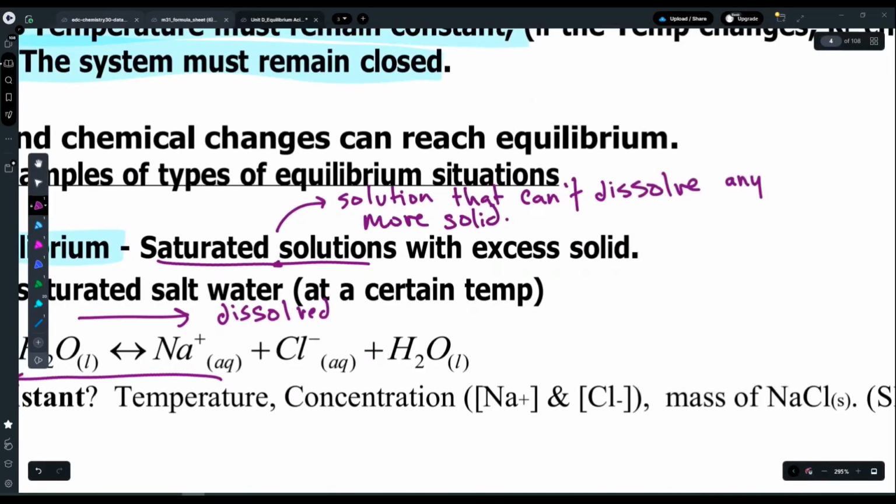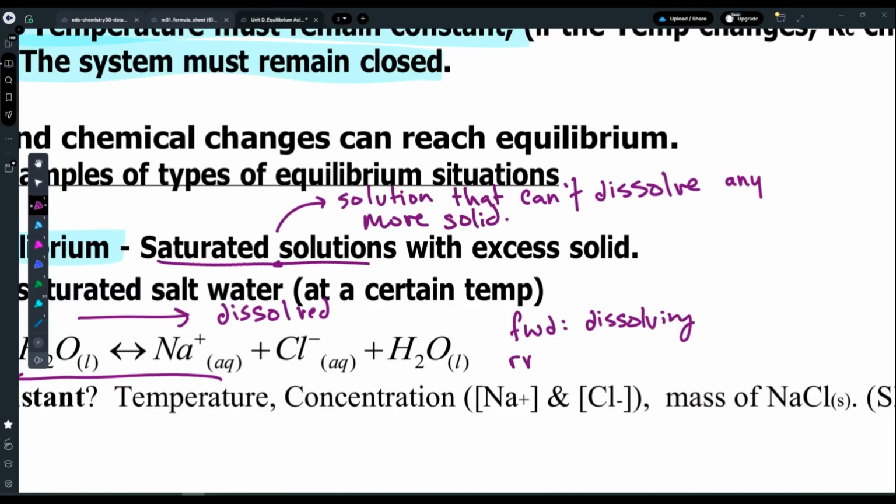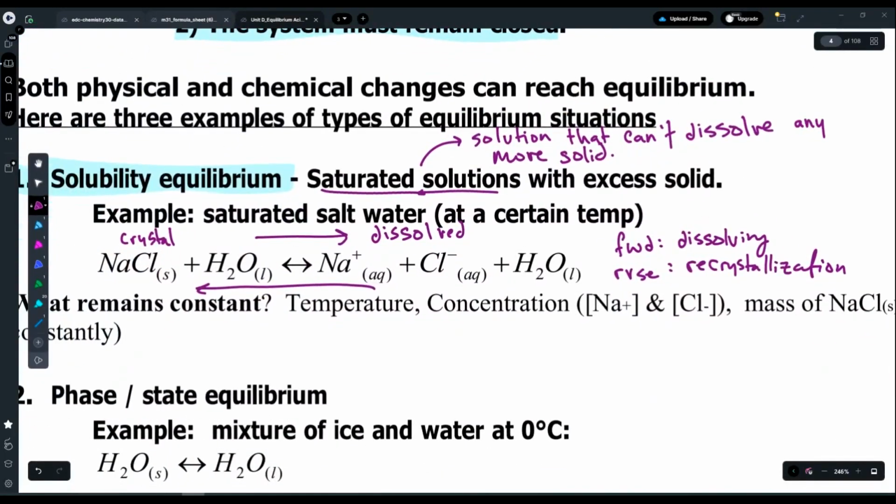So the forward reaction, I'm just going to abbreviate forward as FWD, that would be the dissolving process. Whereas the reverse, that would be recrystallization. So we're going from the ions to the crystals.